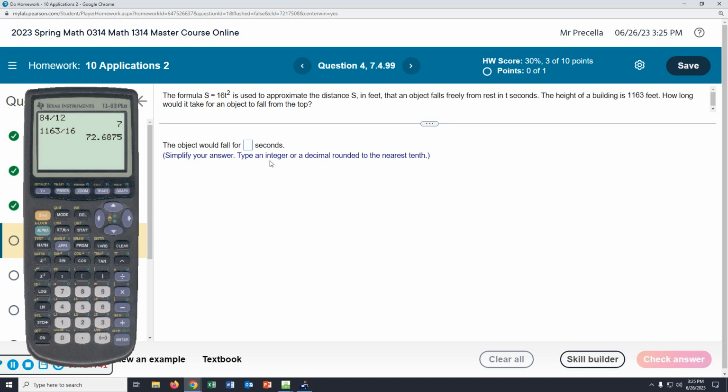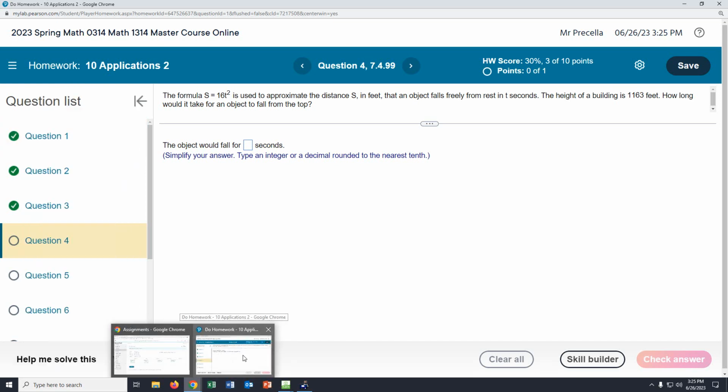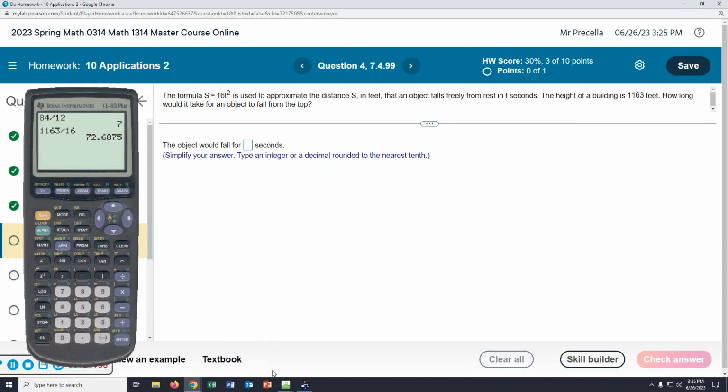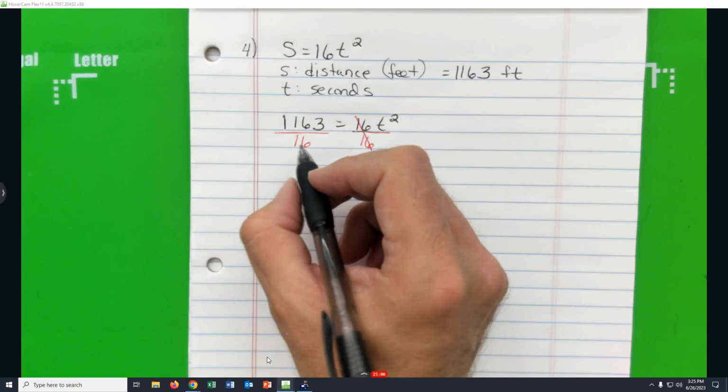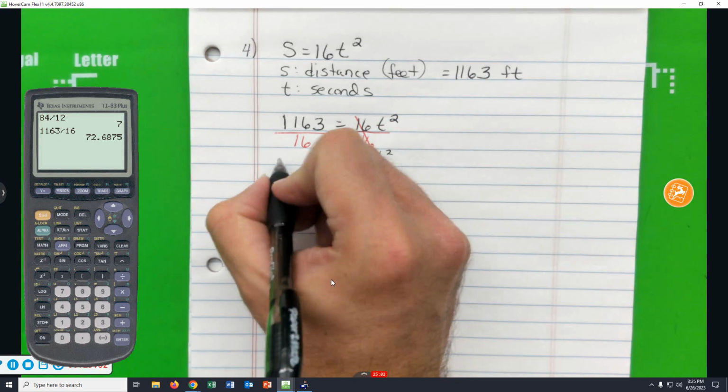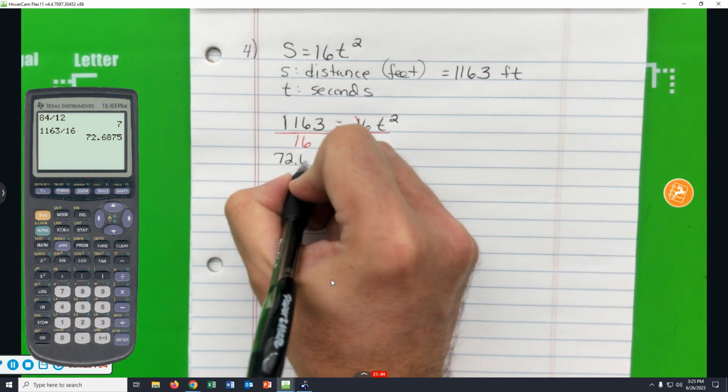Type an integer or a decimal rounded to the nearest tenth. Well, only type an integer if it's an integer. You don't get to choose. This thing is not going to be an integer. You see that? So let me just go ahead. I'm going to write down t squared equals, what's that number? 72.6875.